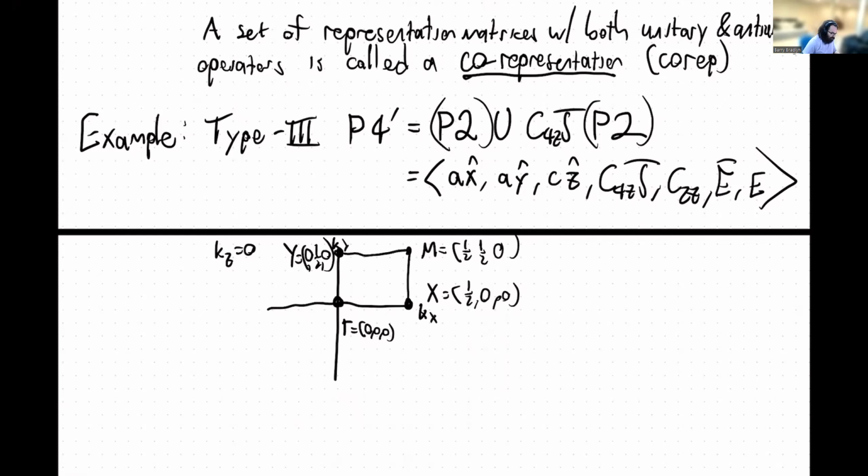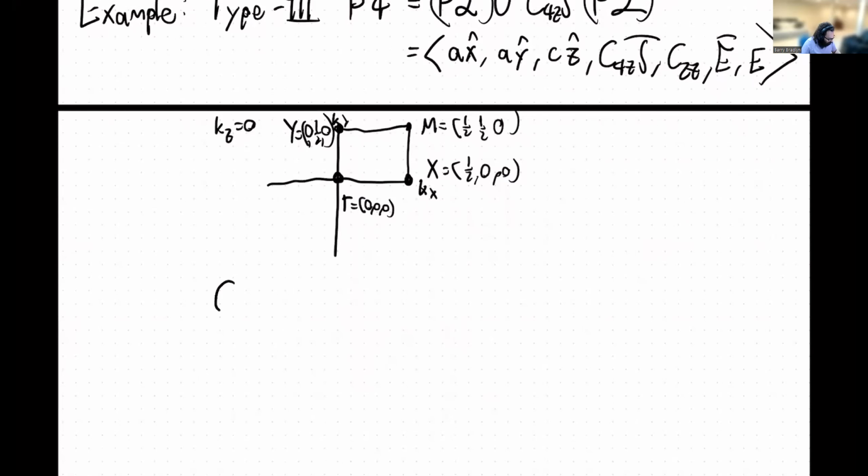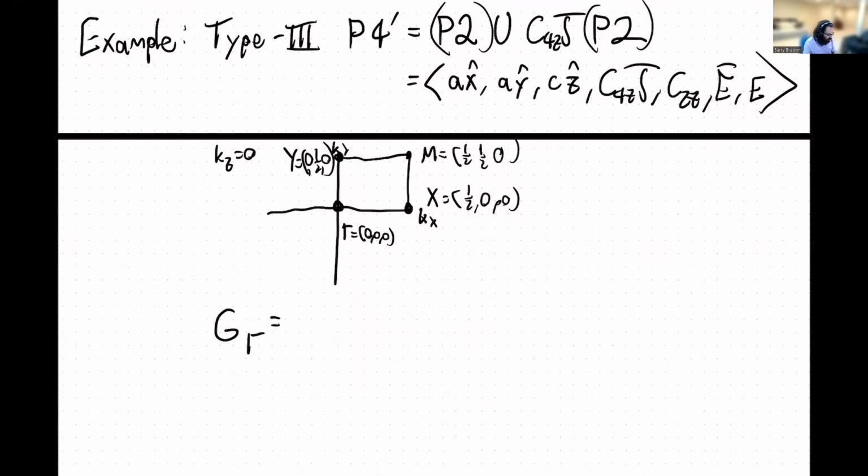So we can ask about the little groups of each of these points. So if we look at the gamma point, well, the gamma point has coordinates 0, 0, 0. It's a time reversal invariant momentum. 0 is equal to -0. And it's invariant under any rotations. And that means that the little group of the gamma point is just going to be the entire space group. So this is a type 3 group.